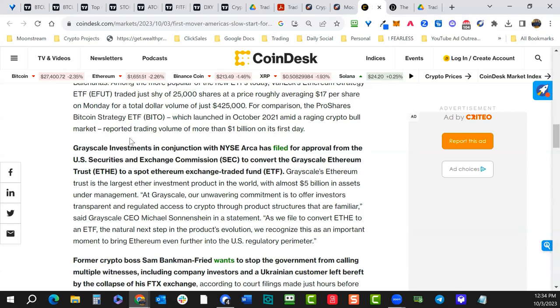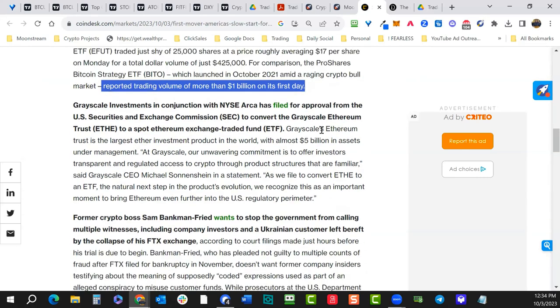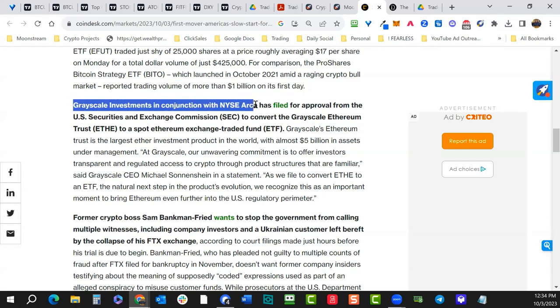Okay, reported trading volume of a billion. That would be the ProShares Strategy ETF, but that was back in the bull market. Anyway, Grayscale Investments, in conjunction with NYSE Arca, which basically powers a lot of the day traders, filed for approval from the US SEC to convert Grayscale ETH to a spot Ethereum. Now, this is interesting.